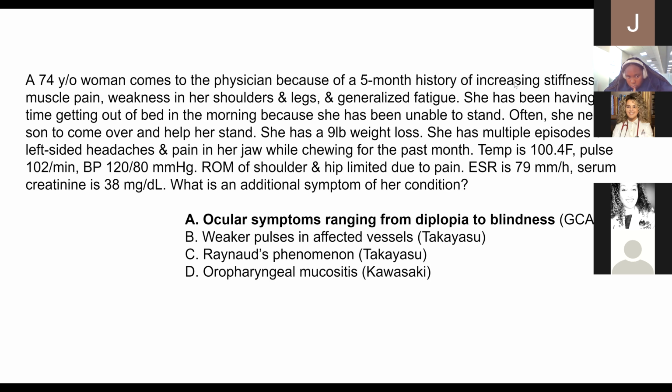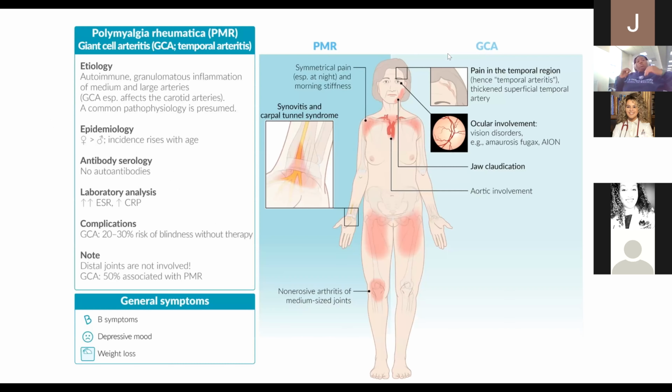And then oropharyngeal mucositis is the strawberry tongue, right? Seen in Kawasaki, seen in young Asian children. So that obviously does not fit this presentation. So it's obviously A. Good job, guys.